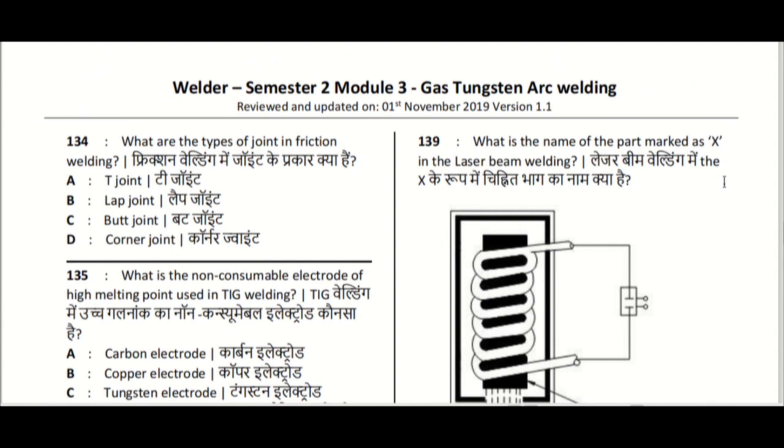What are the types of joints in friction welding? In friction welding, butt joint.